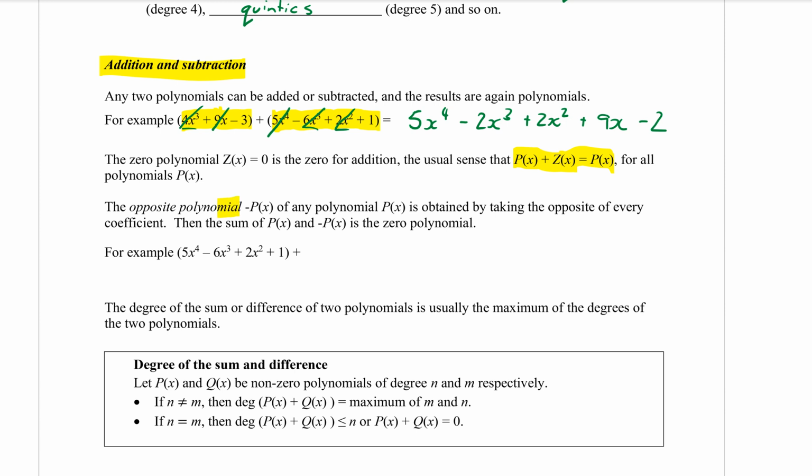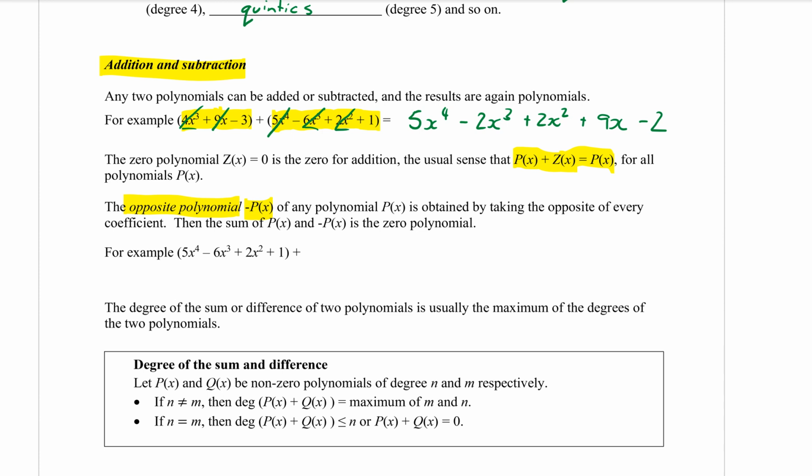The opposite polynomial. So if p of x was my starting polynomial, the opposite would be minus p of x. So if any polynomial p of x is obtained by taking the opposite of every coefficient, that would mean that the sum of p of x and minus p of x should be 0. Okay, makes sense, doesn't it? Let's just do it here. For example, if my first polynomial is 5x to the power of 4 minus 6x cubed plus 2x plus 1, and I want to add to that the opposite polynomial.